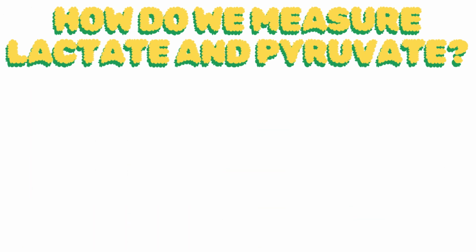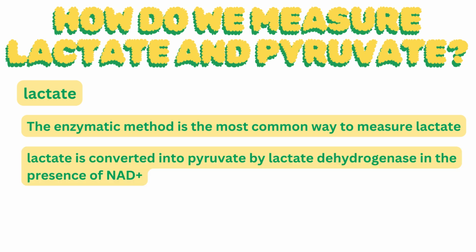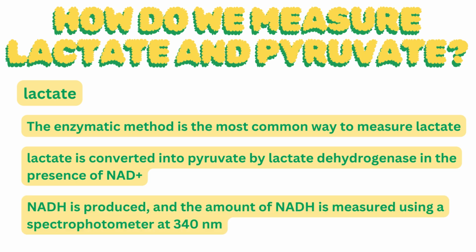How do we measure lactate and pyruvate? Measuring lactate and pyruvate levels in the blood is crucial for diagnosis. Let's start with lactate. The enzymatic method is the most common way to measure lactate. In this method, lactate is converted into pyruvate by an enzyme called lactate dehydrogenase in the presence of NAD+. As this reaction occurs, NADH is produced, and the amount of NADH is measured using a spectrophotometer at 340 nanometers. This gives a precise reading of lactate concentration in the blood.